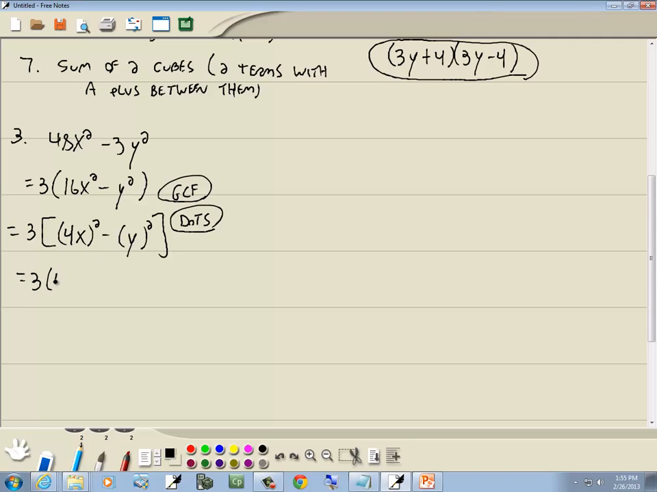So we take what's inside our first set of parentheses, we add what's in our last, and we take what's inside our first and we subtract what's in our last. And that would be your answer. Again, sometimes if you don't factor out the GCF, you can't get the correct answer. So always look for the GCF.